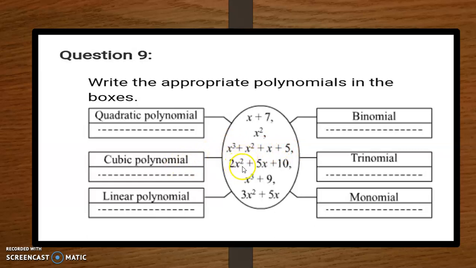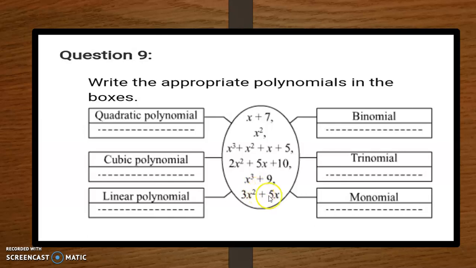Here 2x square plus 5x plus 10. The highest index is 2, degree is 2. Therefore it is a quadratic polynomial. Same way it has 3 terms, so it is a trinomial. x cube plus 9. 2 terms, so it will go in binomial. Highest index is 3, that is, degree is 3. So it is a cubic polynomial.